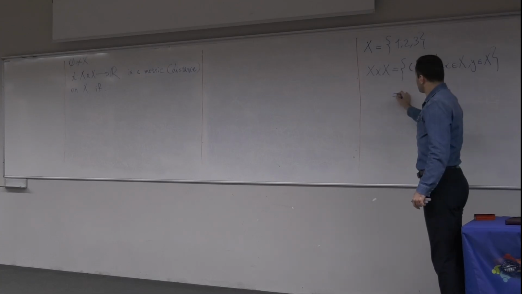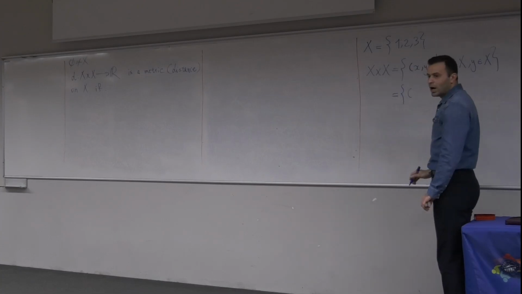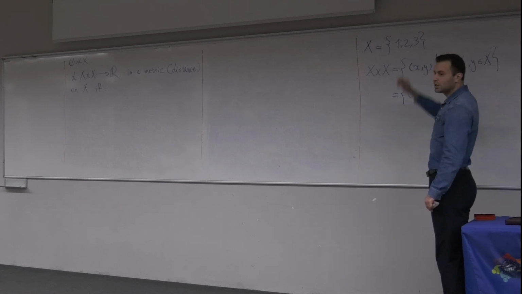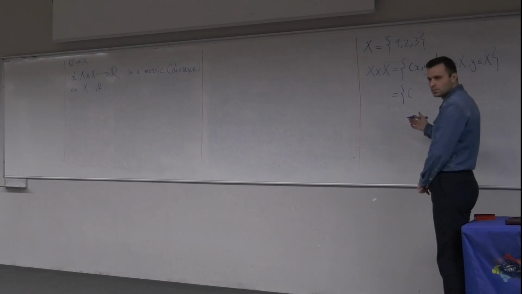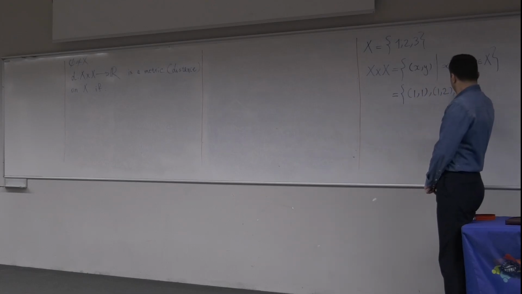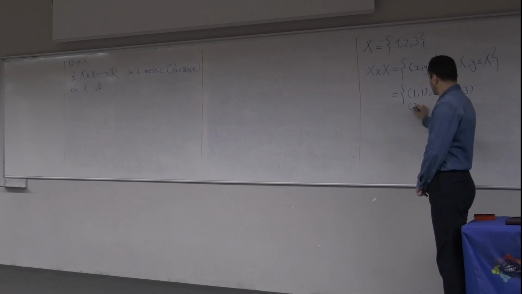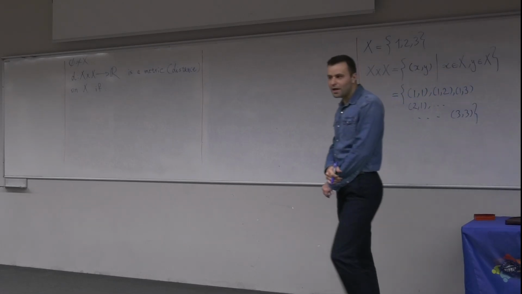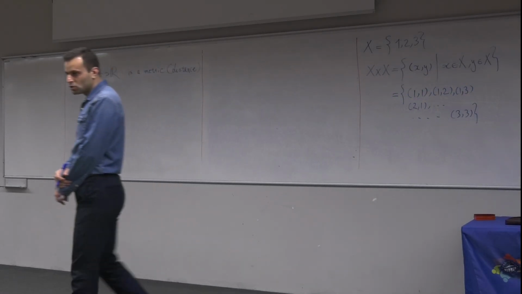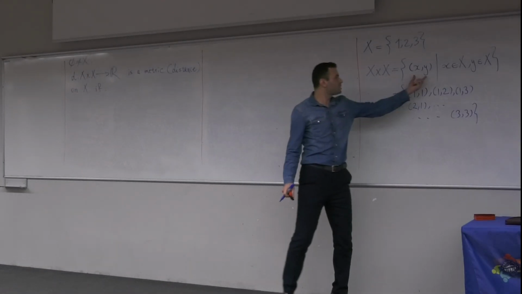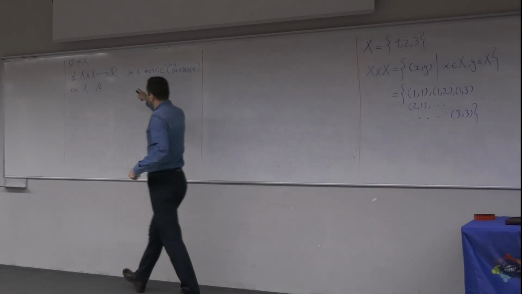If our X is like this, what should I write? I'm just going to write all of the pairs which contain these elements. What should I write, for instance? 1 and 1, 1 and 2, yes. 1 and 3, and 2 and 1, 2 and 2, 2 and 3, and 3 and 1. Yes, good. How many elements do we have? 9 elements, right?